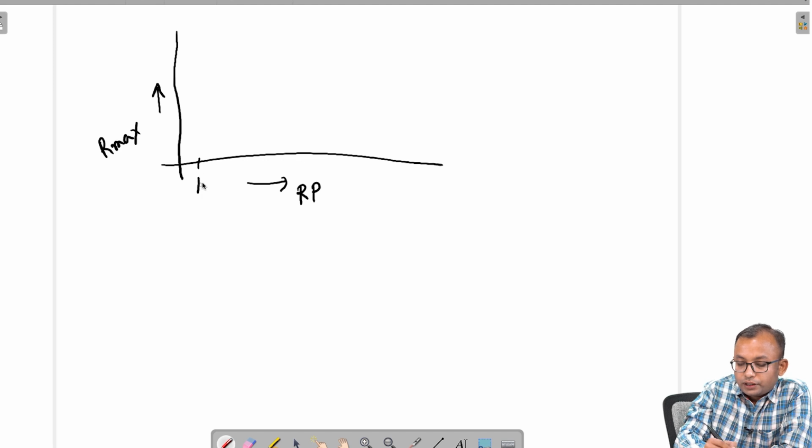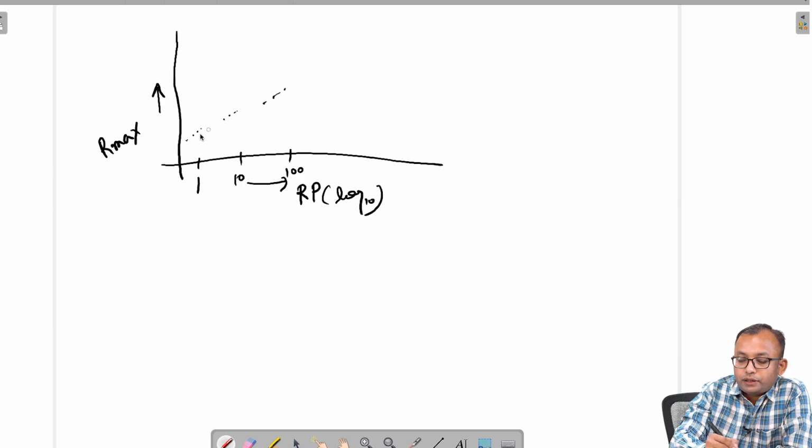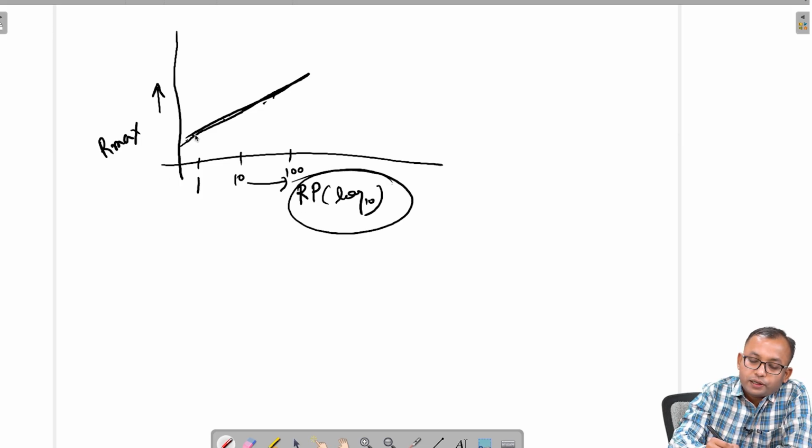So, for example, this is 1 year, then let us say we are plotting in a log 10 scale, this is 10 years, then this is 100 years, like that, or maybe beyond that. So, we have some value here, then some value here, then some value here. So, based on this we can make a relationship between R max and return period. Let us say we have calculated this value, this value, and so on, and let us say this is x1, this is x2, this is x3, this is x4, this is x5, this is x6, like that.